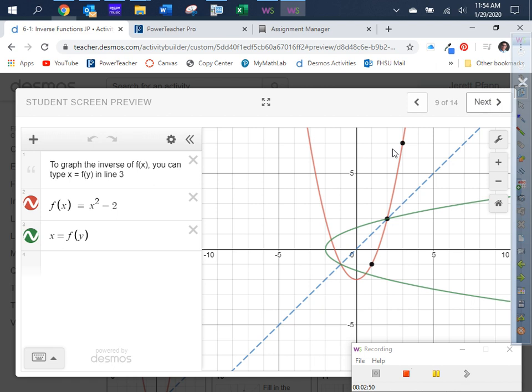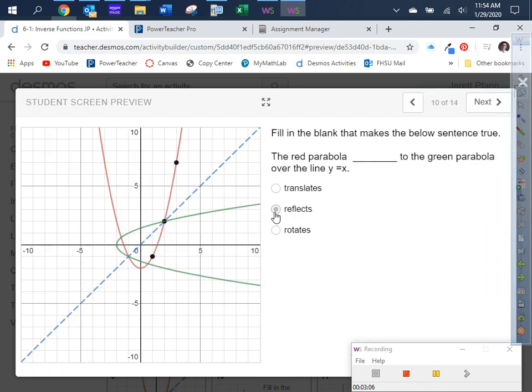But still, you'll see here also that this green parabola totally reflects to this one over the line y equals x. Like if I was to have this as a piece of paper and fold it on this line, the red one and the green one lie right on top of each other. So that's why this answer is they reflect to each other over the line y equals x. So that is the moral of inverses in this case. So inverses reflect to each other over the line y equals x. Now there's still some more Desmos slides to do, but we're going to go back to our practice sheet now.